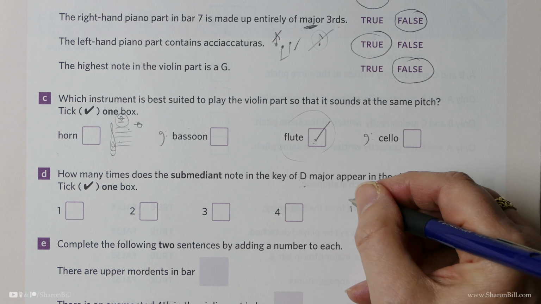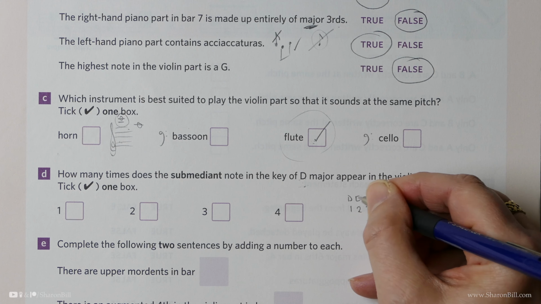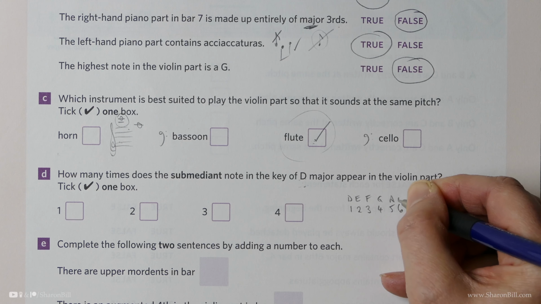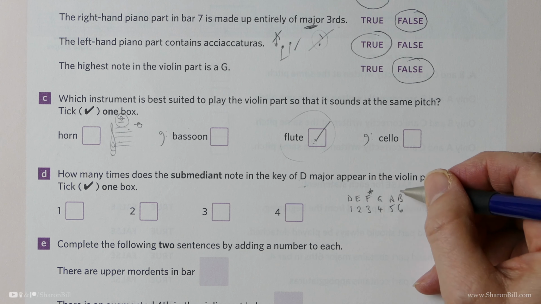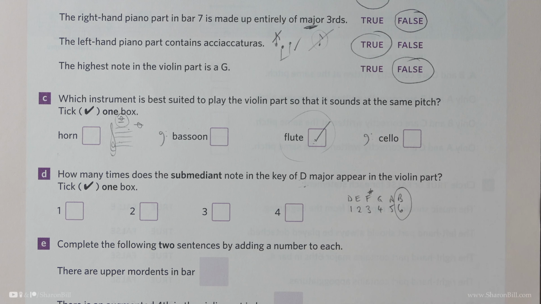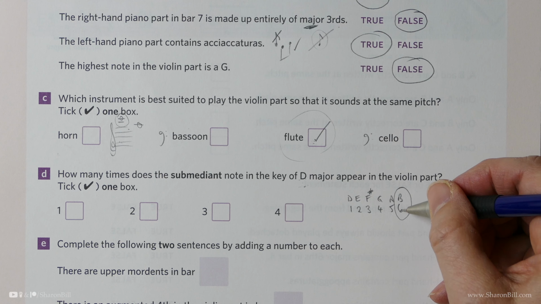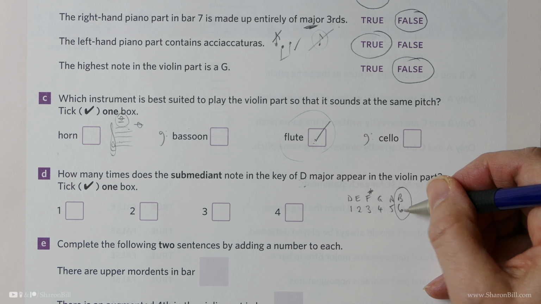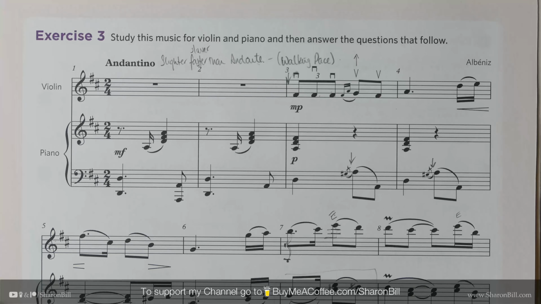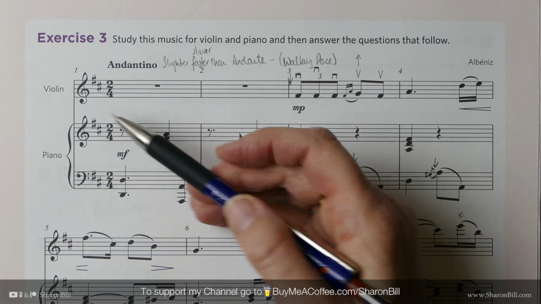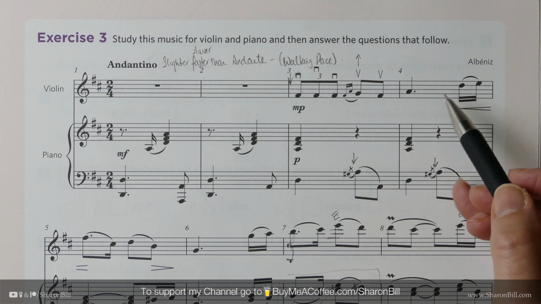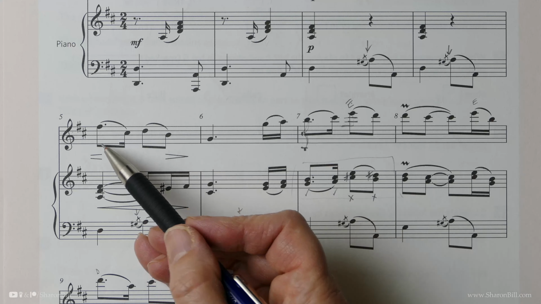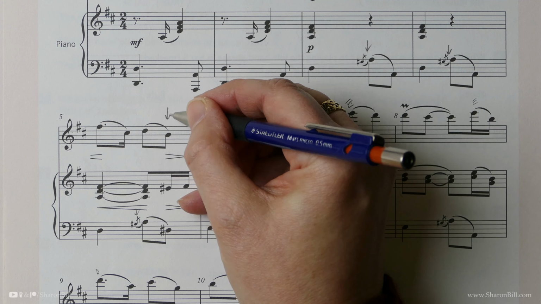And if we're in D major, counting from D: D, E, F, G, A, B. Of course that would be an F sharp, but your key signature will deal with that. The 6th degree of the scale is the submediant. So how many times do we see a note B? Let's have a look. So we're looking in the violin part. So there's no note B there. It can be any octave. There's a B. That's one.